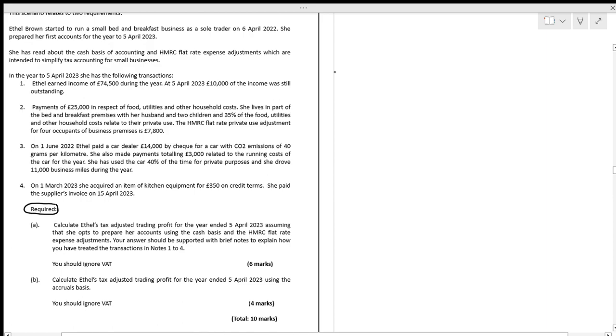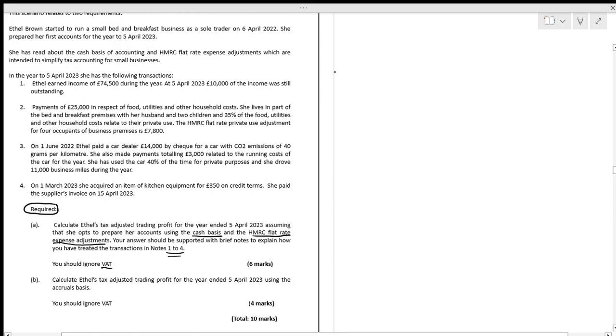Calculate Ethel's tax adjusted trading profit for the year ended, assuming she opts to prepare accounts using the cash basis and HMRC flat rate expenses adjustment. These are the keywords. We have to do it on the cash basis, which means if you have paid cash, it has to be considered. If you have not paid cash, it should not be considered. Very simple approach. Your answer should be supported with brief notes to explain how you have treated transactions 1 and 4. That means you have to write the note also. A brief note. How many marks are there? 6 marks. You should ignore VAT.